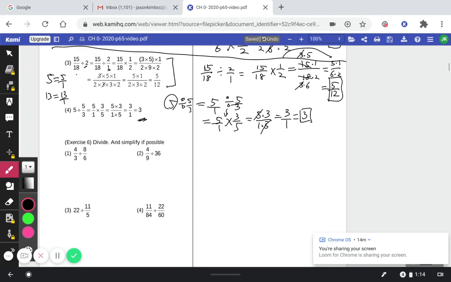Now, everybody do some exercises. See if you can do that on your own.